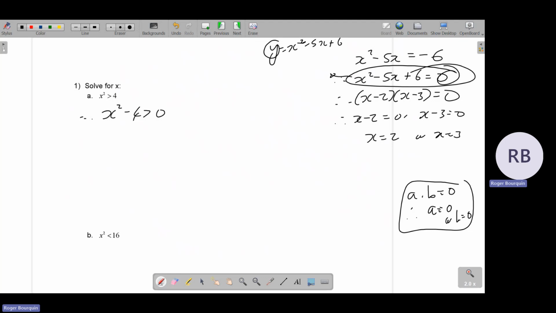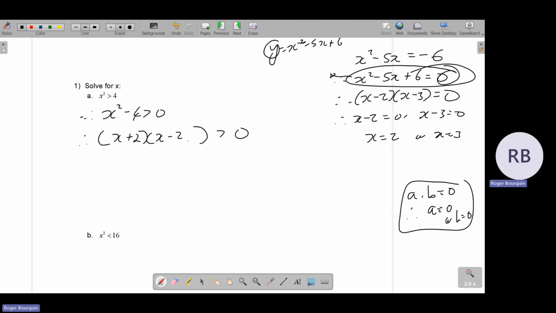So go factorize x squared minus 4. If I factorize x squared minus 4, where do you want to factorize to? Oh, x plus 2 times x minus 2. Well done.